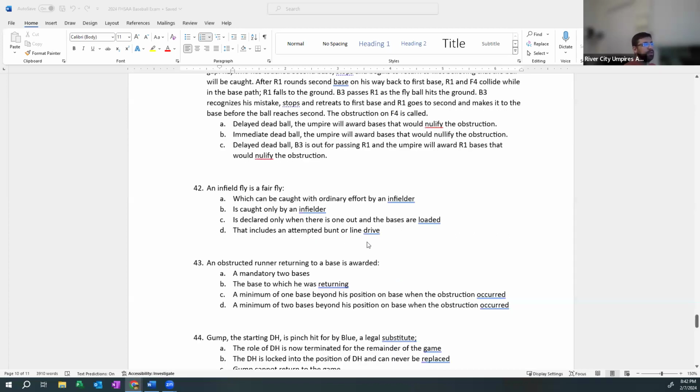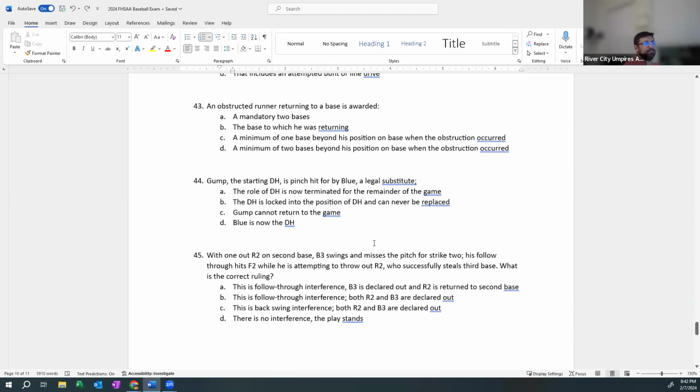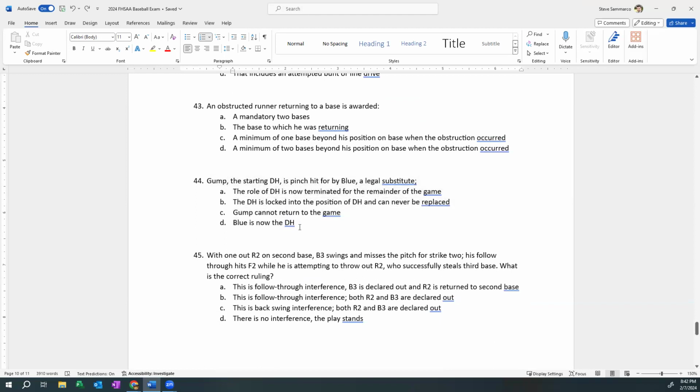All right. Talk about infield fly. We talked about obstruction, right? Obstruction is always one base. There are 2 DH questions. I hate these DH questions.